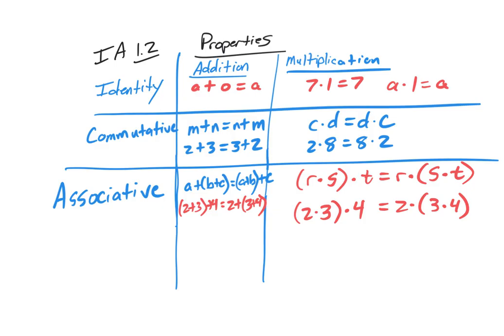Okay? And that's the difference between commutative and associative. Okay, commutative, the numbers flip-flop. Okay, here, the numbers are in the same order. We just change where the parentheses go. So that's really what you got to pay attention to when you look at those two.